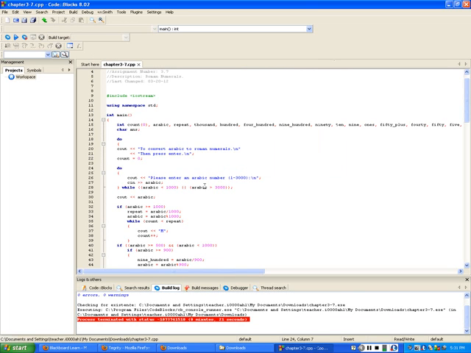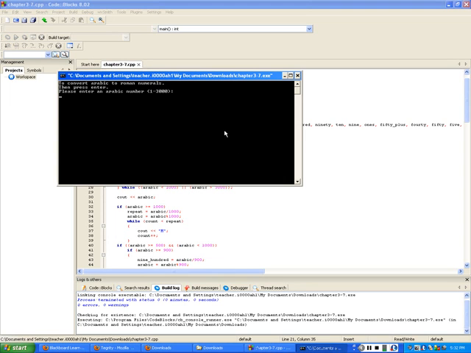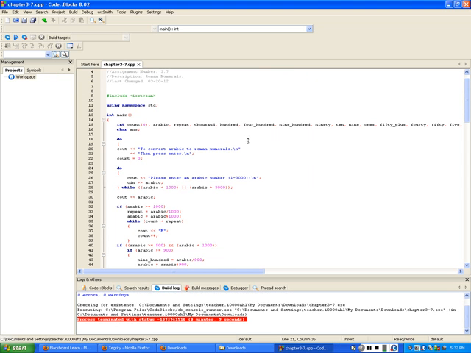That didn't work. So we're doing a C out: please enter the Arabic between 1,000 to 3,000, and then while Arabic is less than 1,000 or greater than 3,000. Okay, so if I run this one and I put 3,001, it's going to keep asking till I put the correct one. All right, so it's working fine, right?